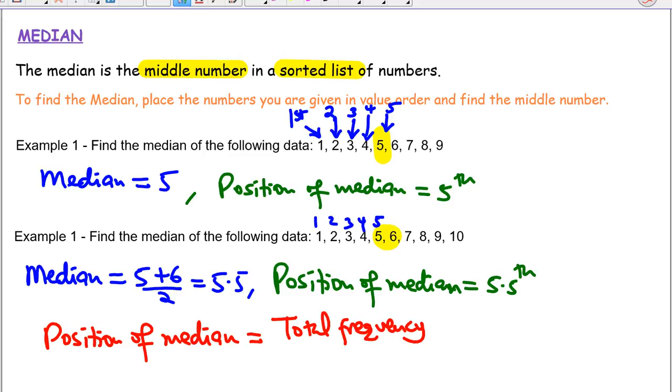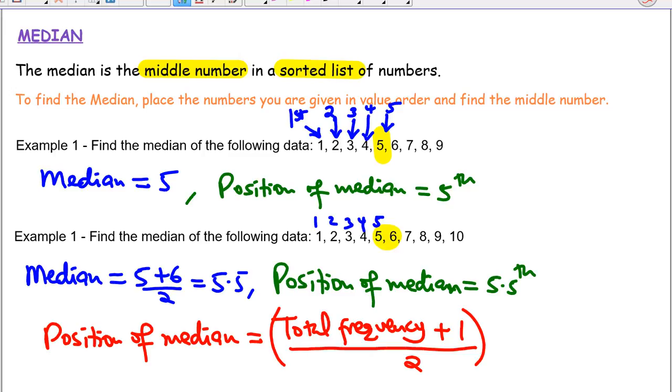So how many data do you have? The frequencies, like in total, how many numbers do you have? If you talk in terms of numbers, and then you divide by 2. Basically, what you're saying here is the position of the median equals total frequency plus 1, divided by 2.